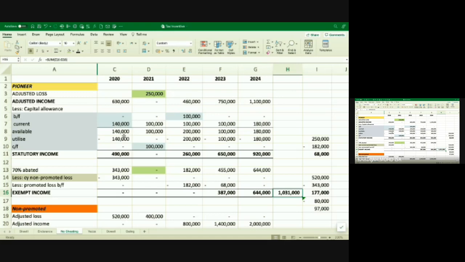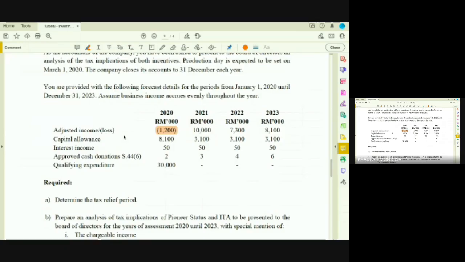Has anyone done question number 3? Yes or no? If not, then it's a no. I want you to do that question first, so that when I discuss with you, you know what we are discussing. It's not simply following the answer.